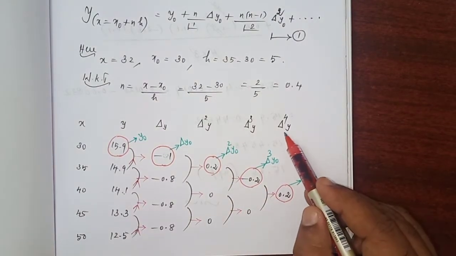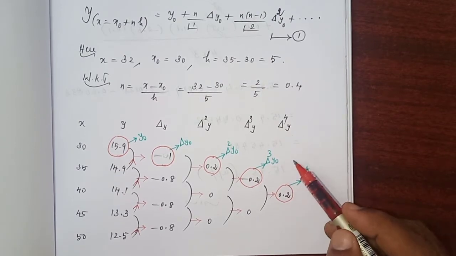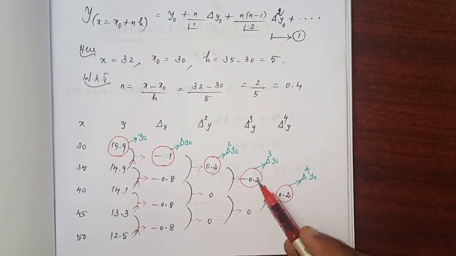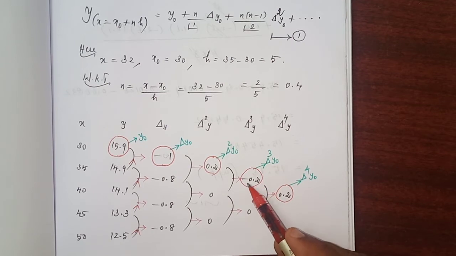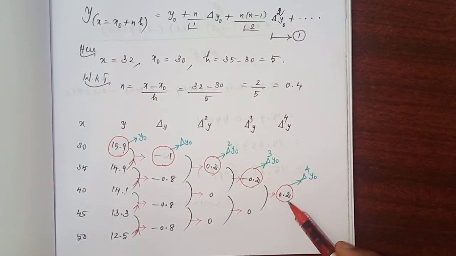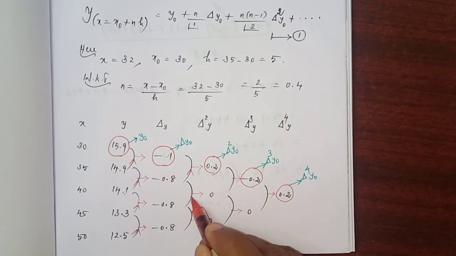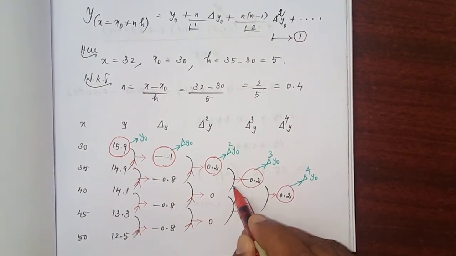Finally del power 4 y. For del power 4 y you have to subtract 0 and minus 0.2. That means this minus becomes plus. 0 plus 0.2 is equal to 0.2. So until you get a single number you must keep on subtracting. Okay. In this direction only you have to subtract.